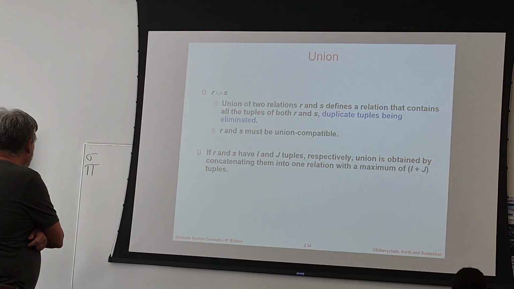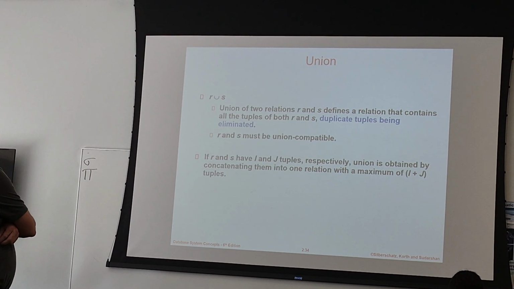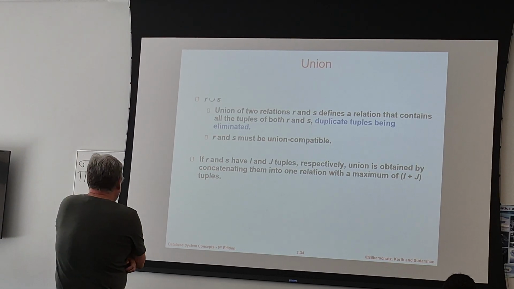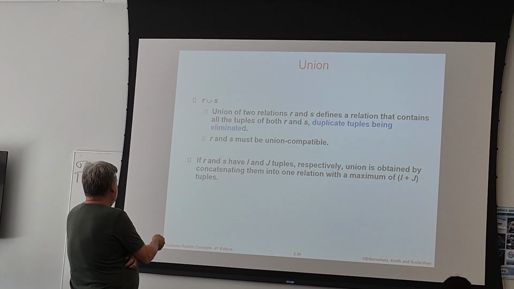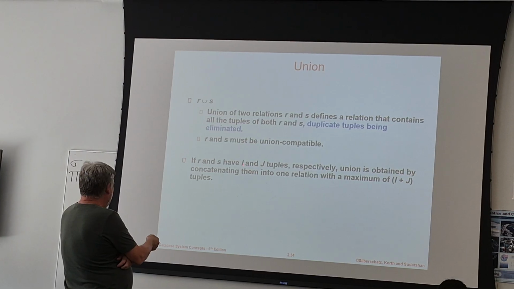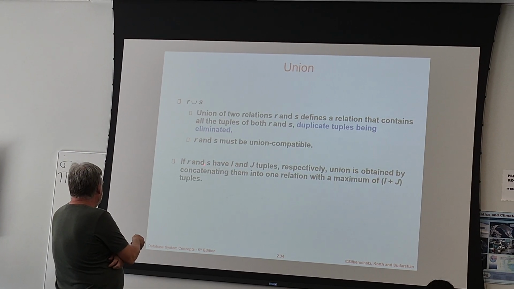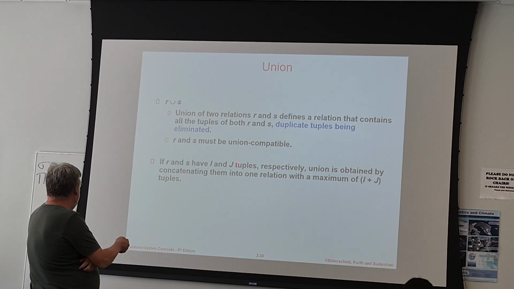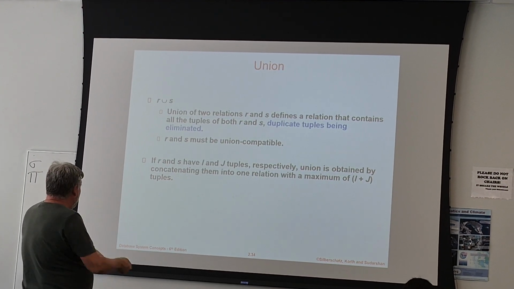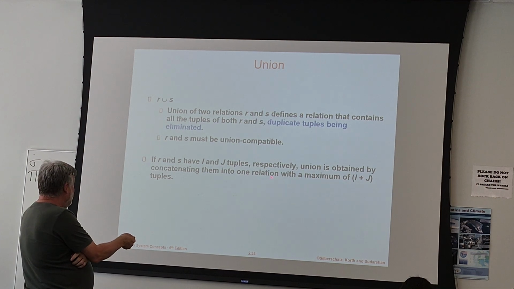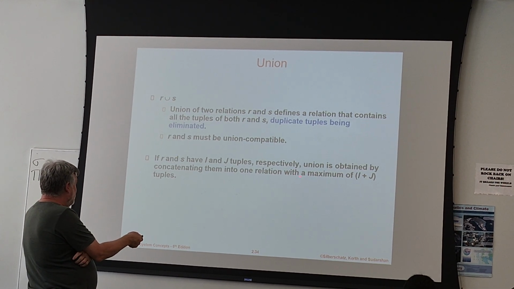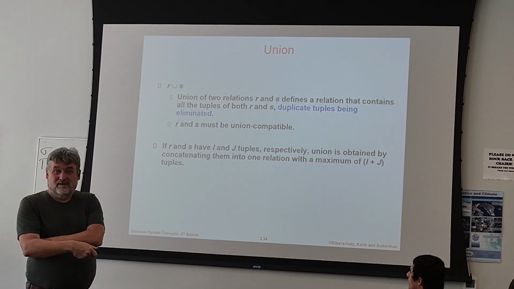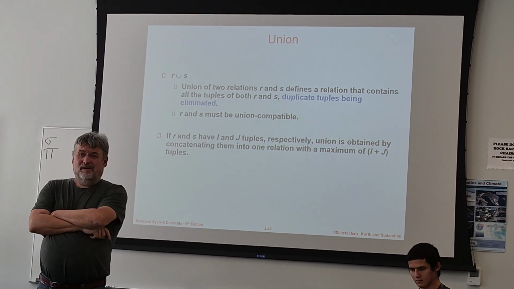If table R and table S have I, that's a variable, a number of rows I, so table R has I rows in it, and table S has J rows in it, then the union that is obtained by concatenating them vertically into one new table is going to have a maximum of I plus J rows. Does that make sense? And why are they saying maximum?